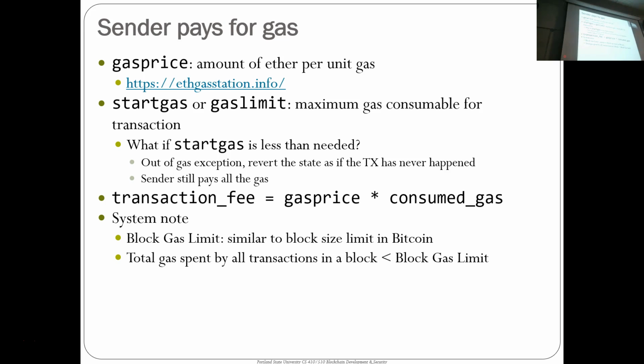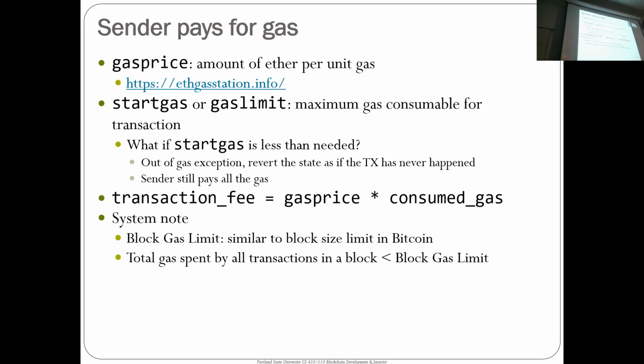Okay, there's a system note. There's this block gas limit, which is similar to the block size limit on Bitcoin. The total gas spent by all of the transactions in a block has to be less than this limit. This is to cap the amount of computation that every full node has to do. So you don't want to bring the whole network down, and this global value allows you to make sure all the transactions are below it.